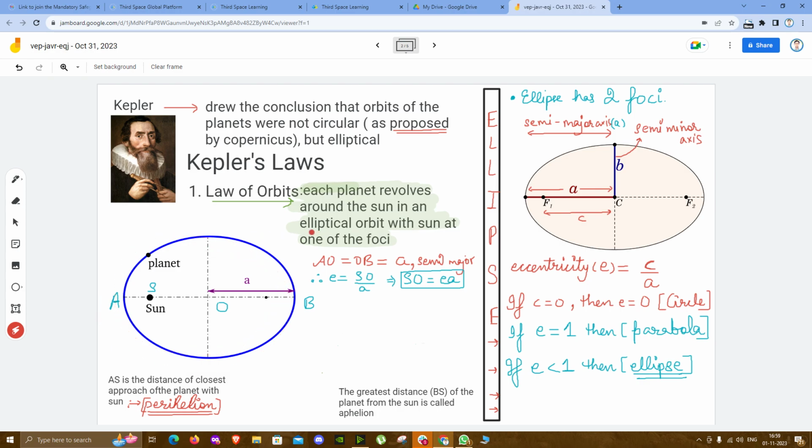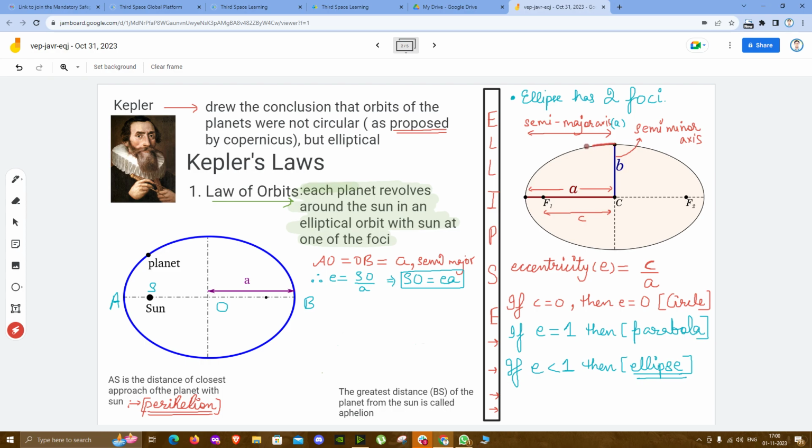So first, the law of orbits. Kepler's first law is called the law of orbits. It's a very simple law. Each planet revolves around the sun in an elliptical orbit with the sun at one of the foci. So it's very important to understand the concept of ellipse before we understand the law of orbits. So I have made a few points here to make you understand the ellipse.